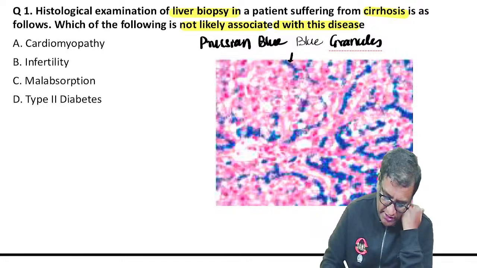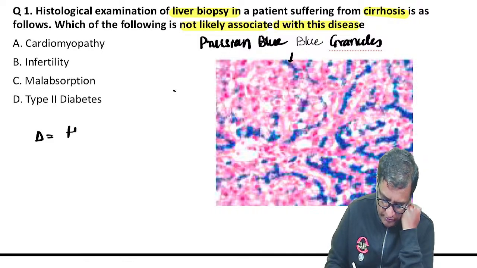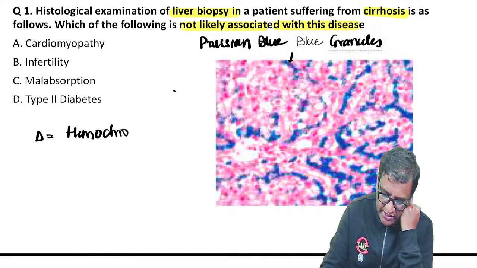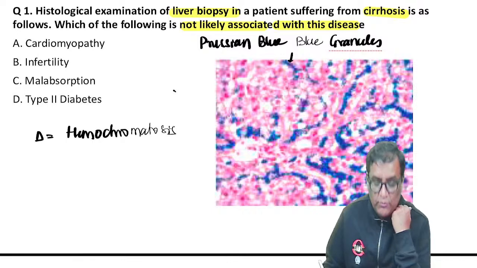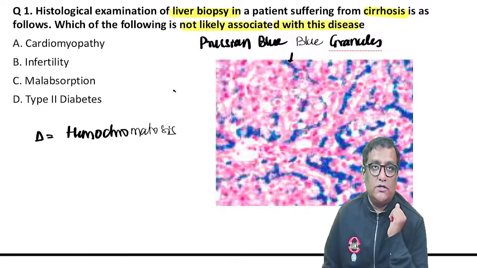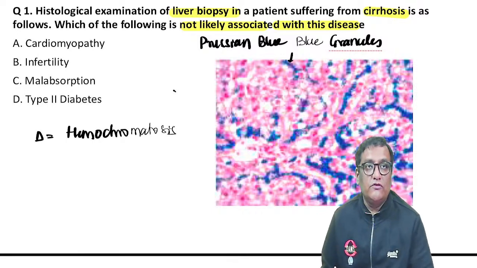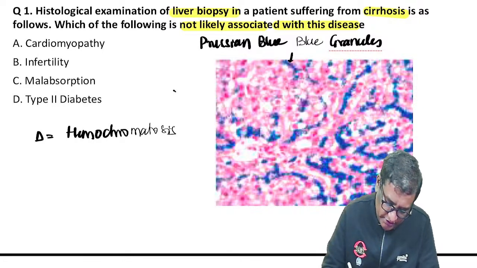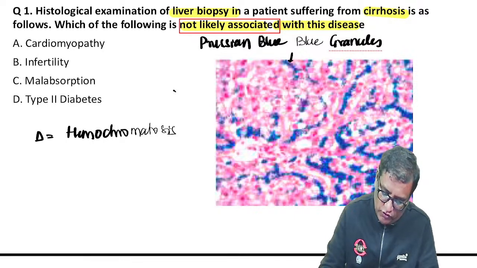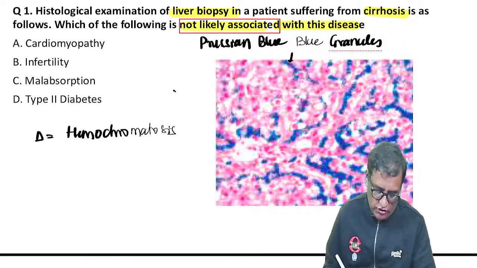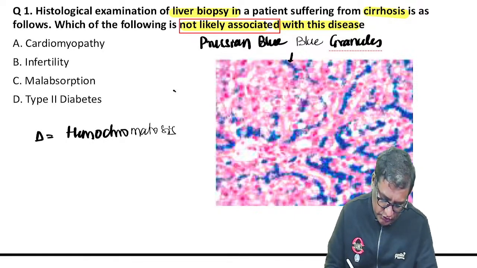So what is my diagnosis here? I would like to offer a diagnosis of hemochromatosis. Hemochromatosis will have cirrhosis, and that is what is there. The question asked is, which of the following is not associated? It is not asking what is likely associated, it is asking what is not likely associated.